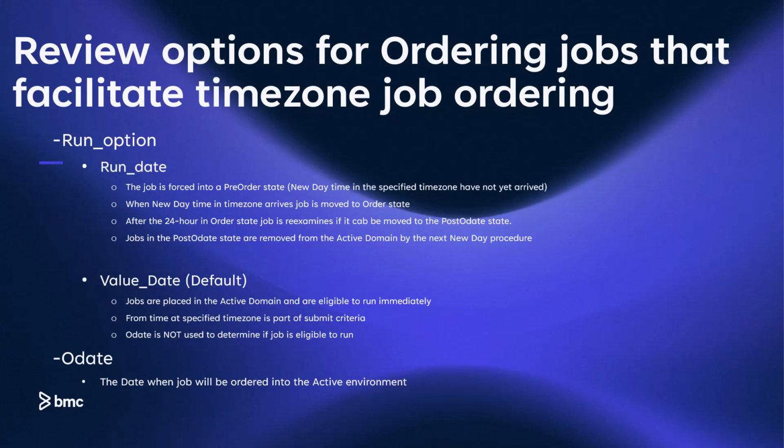Let's review the options for ordering procedure that make time zone handling possible. The first option is the run option, which supports either run date or value date. Using the run date option, the job is eligible to run when Control-M order date matches the job's order date, and when the time reaches the new day time in the job's time zone. Prior to this time, the job is set in a pre-odate state. Every 30 minutes, time zone jobs are scanned to check if they can be moved from the pre-odate state to eligible to run state.